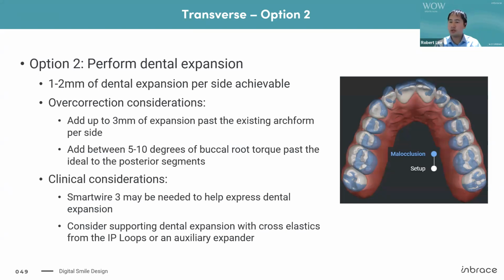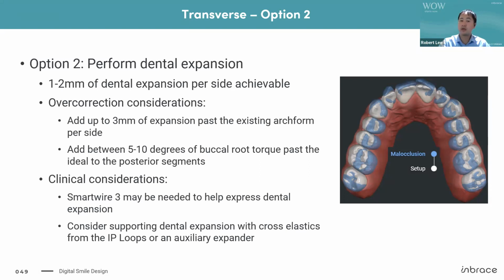add some buccal root torque if needed. It just depends on how your existing malocclusion presents itself. But adding some buccal root torque to kind of prevent the tipping would be good. And then you may also need to go to SmartWire 3. SmartWire 3 is the largest SmartWire that we use, and that will help express more of the dental expansion, as well as using cross elastics if needed.